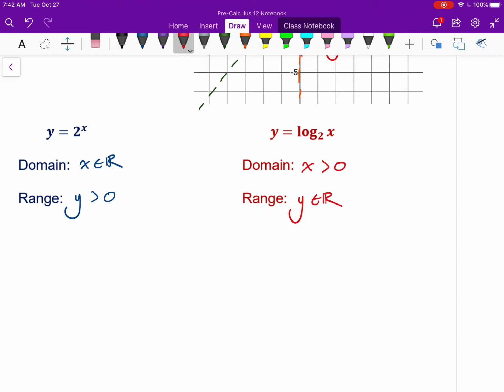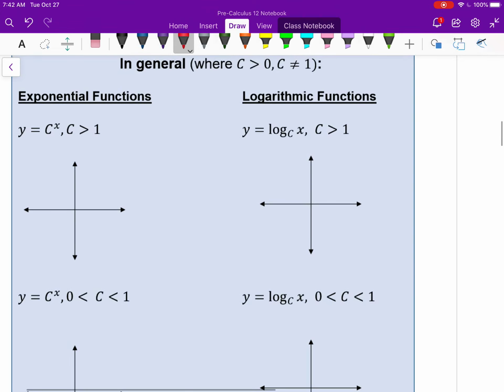Now granted, log base 2 of x is just one type of logarithm, just like 2 to the power of x is just one type of exponential function. But once you understand one type of exponential function, we realize they're all fairly similar. Same thing for logarithms. All right, so let's generalize this, starting with exponential functions.